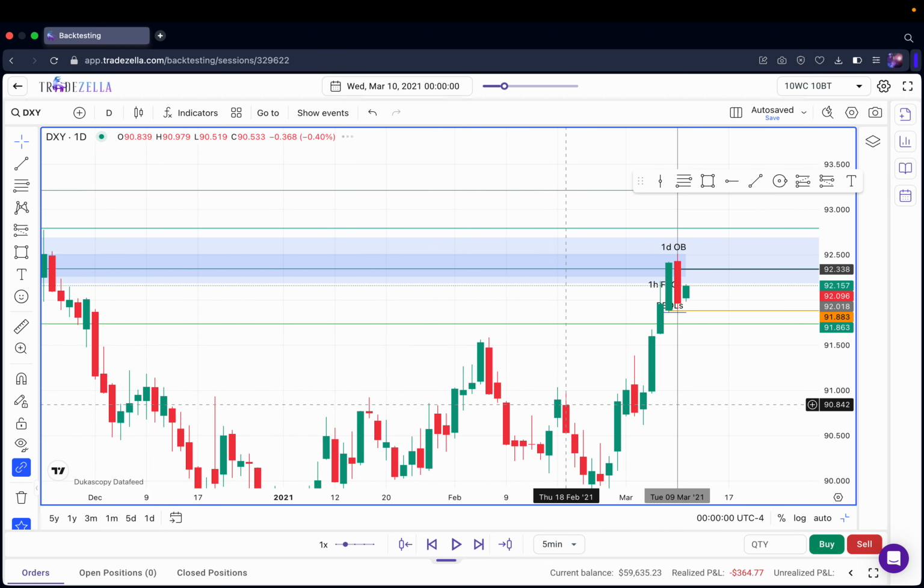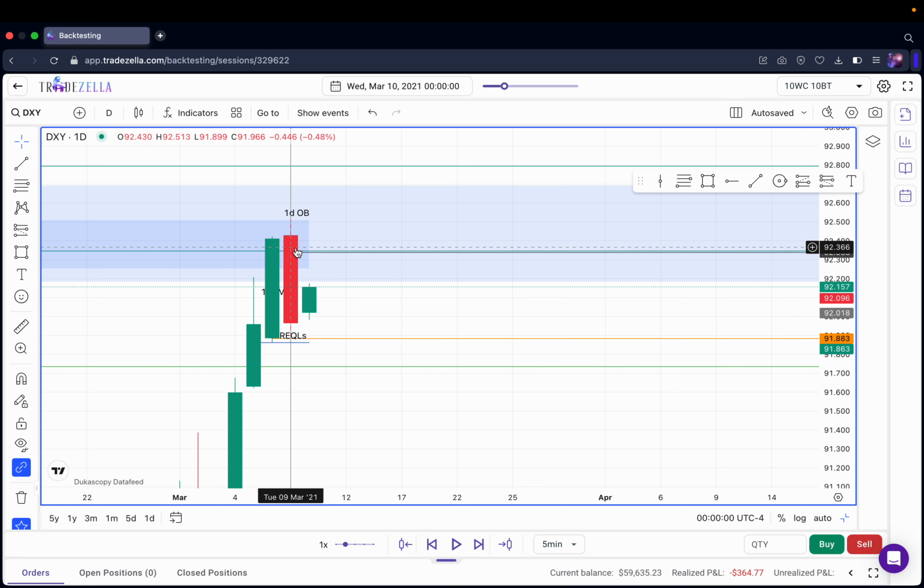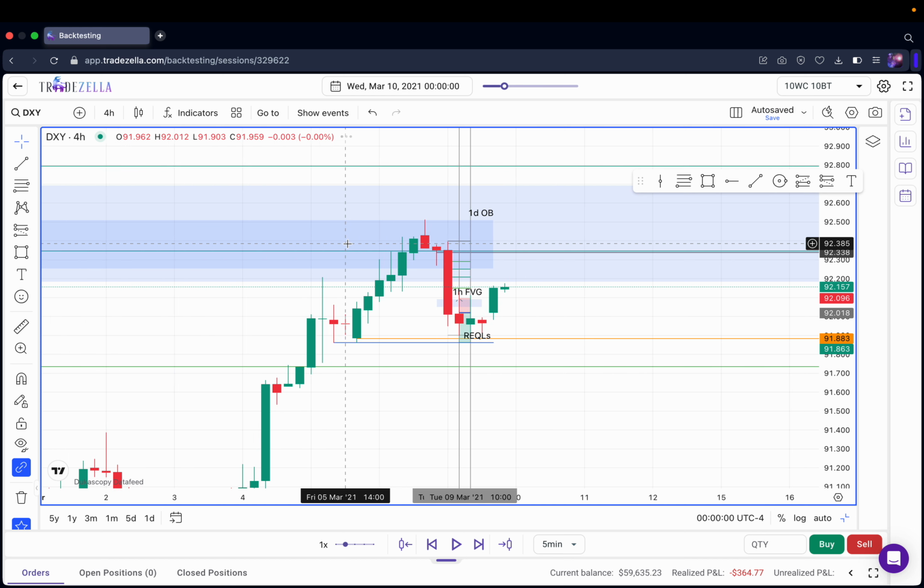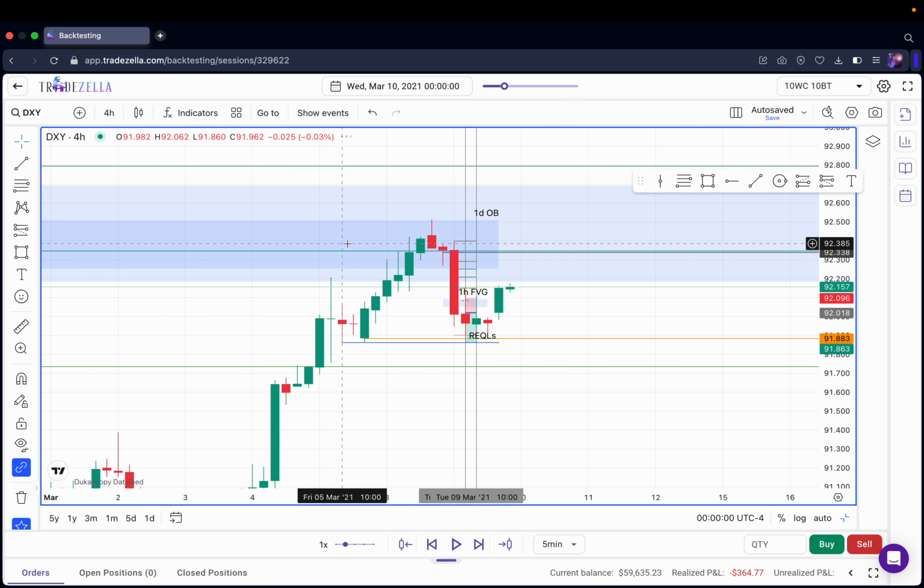Given we had this huge imbalance, I expected it to get filled, and this order block was also in the OTE zone. Okay, so if we go on the daily, you can see this candle, I mean Tuesday's candle, took the previous candle's high, right? And the previous candle's liquidity is significant. So okay, 4 hours, is there anything? Okay, yeah.